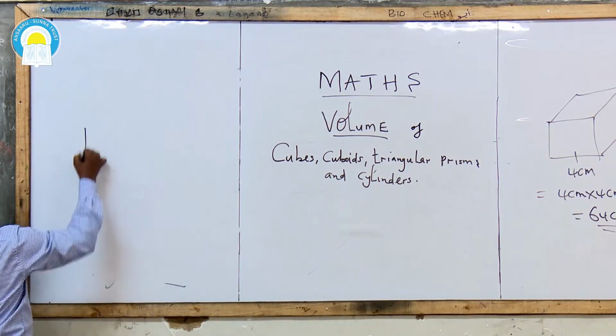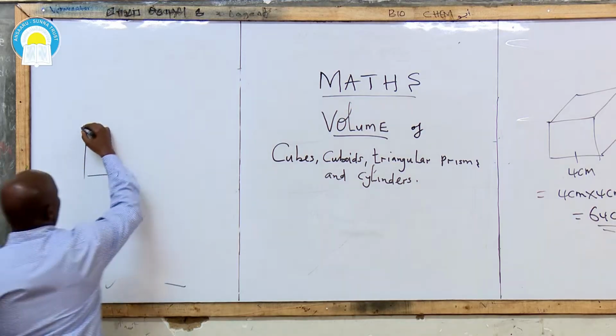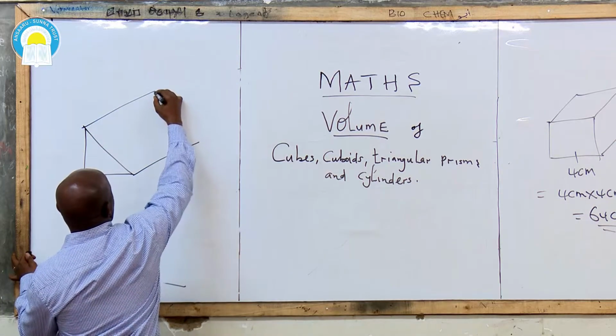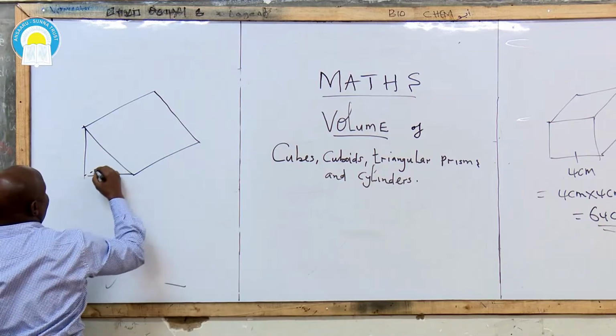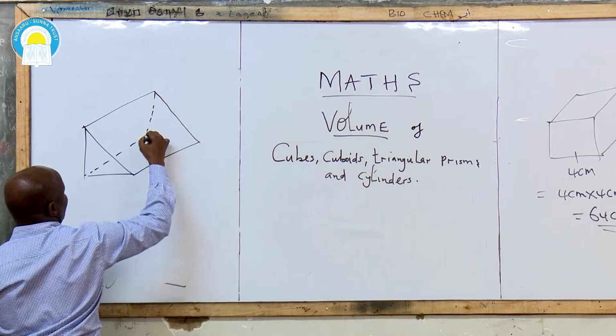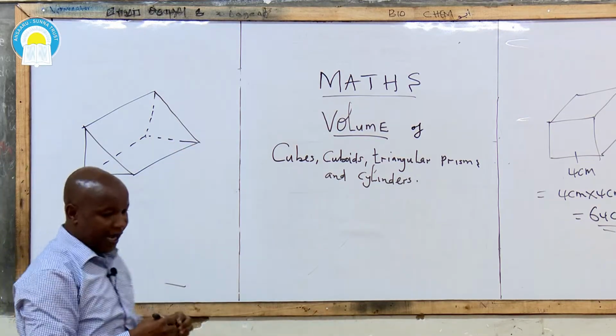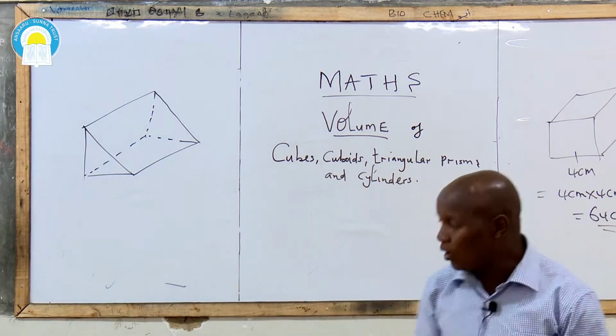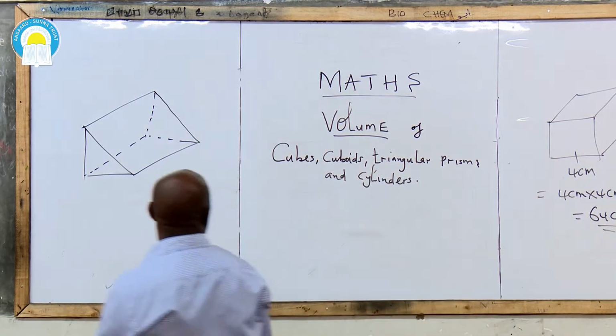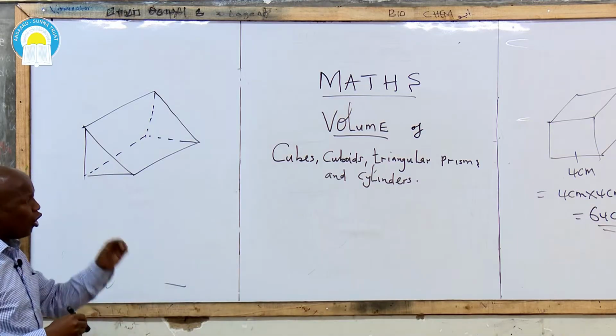This is how a triangular prism looks like. This is a very good example of a triangular prism. Very common in the exams. This is called a triangular prism. A very common figure in the exam. And before we start, this question, they always ask in almost all the topics.